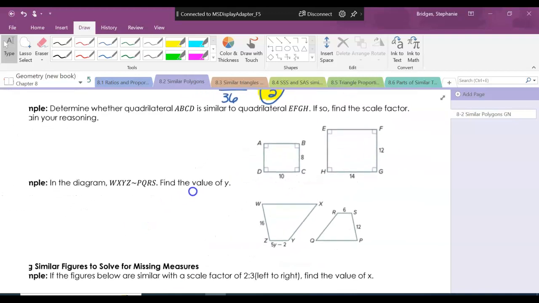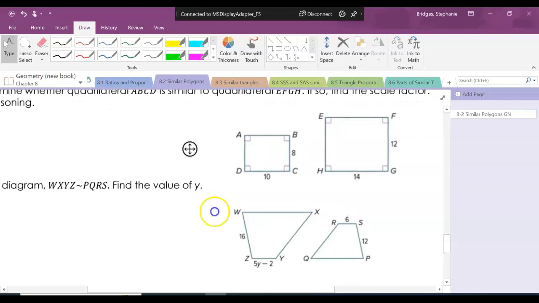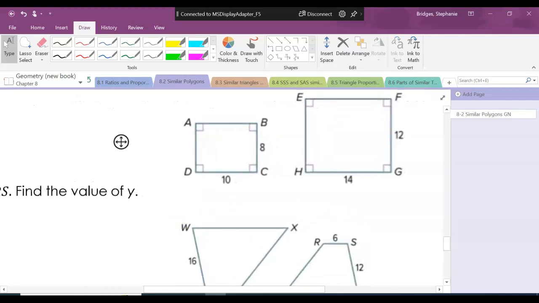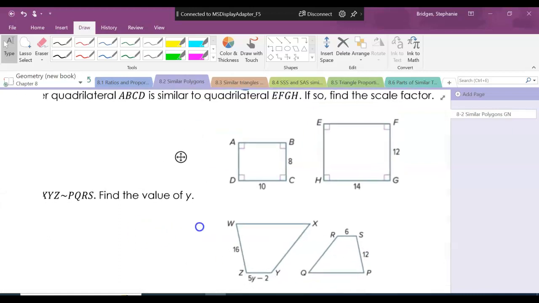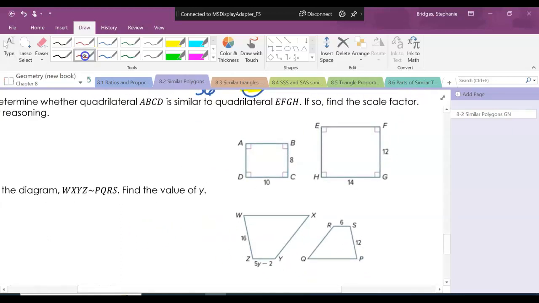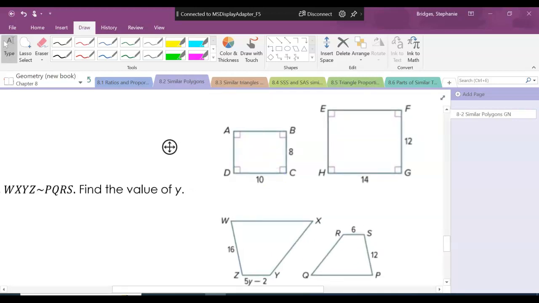Can everybody see this picture? What kind of angles are marked for all 4 angles in each of my figures? Right angles. So first of all, my angles are congruent. Then to determine if they are similar, we are going to have to see if my sides are proportional. I'm only given 2 sides though, right? Okay. What's the shorter side in ABCD? What's the side length that's shorter, 8 or 10? 8, okay. Over, what is the shorter side in the other figure? 12.